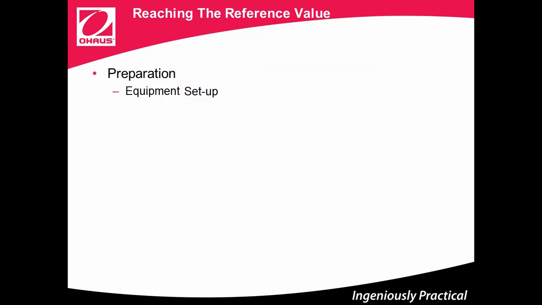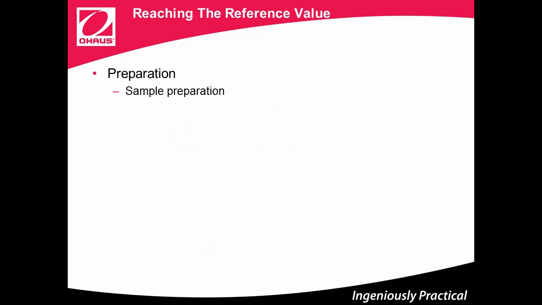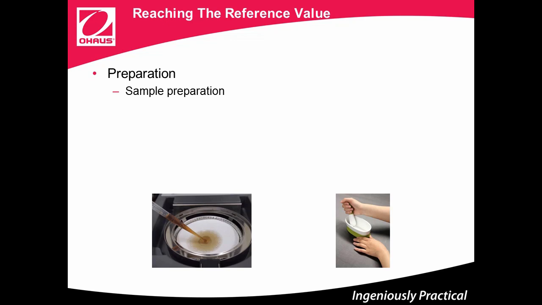Preparation, equipment setup. Warm up the moisture analyzer for at least 15 minutes before using it. Before putting the sample in the pan, make sure that you're using a clean sample pan and the pan is not deformed. The sample and sample preparation have great influence on the measurement results. The following are some tips to help you improve your sample preparation.